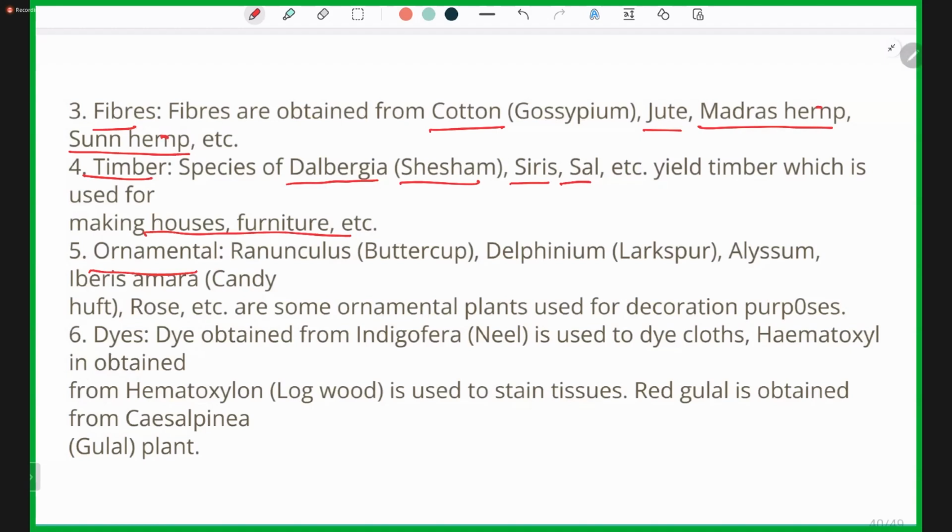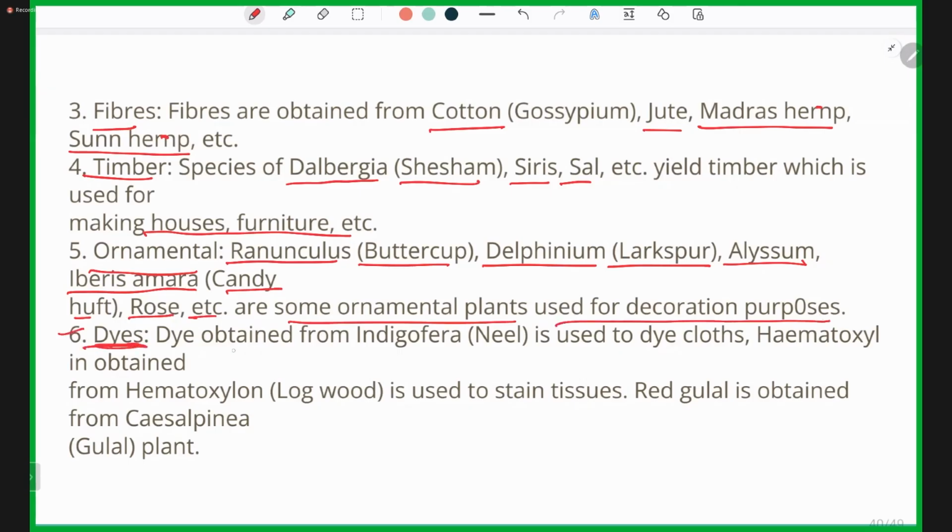Ornamental, because they are very beautiful. The flowers which they produce are very beautiful. So they are also used for ornamental purposes as well, such as ranunculus, buttercup, delphinium, larkspur, alyssum, Iberis amara, candytuft, rose, etc. There are some ornamental plants used for decoration purposes.